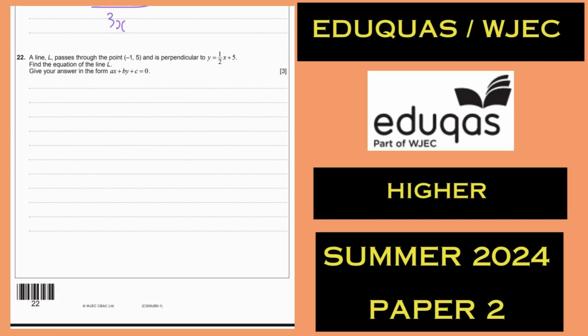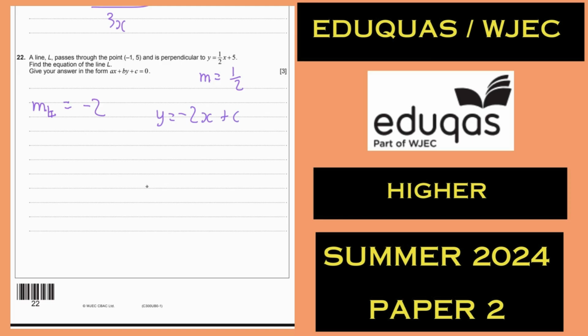Number 22. Not the worst kind of these, so stick with it. The line you are given has gradient next to x of a half. So for the gradient of the perpendicular, you need to do negative reciprocal, or in other words, flip it and change the sign. A half flips to be 2 and becomes -2. The equation of this straight line will be y equals mx plus c. Y equals, whoops, we know the m. That's what we did. Come on.